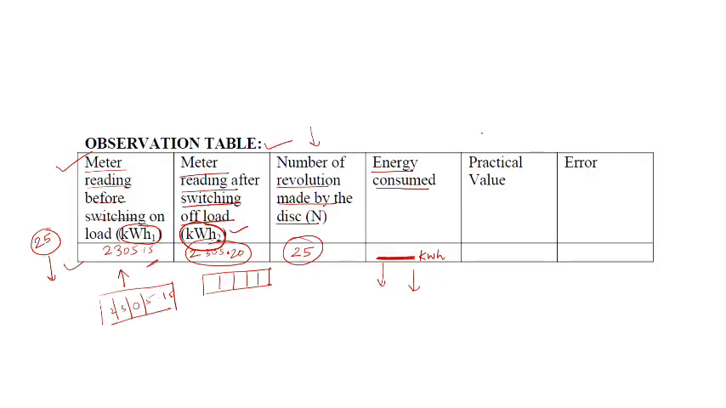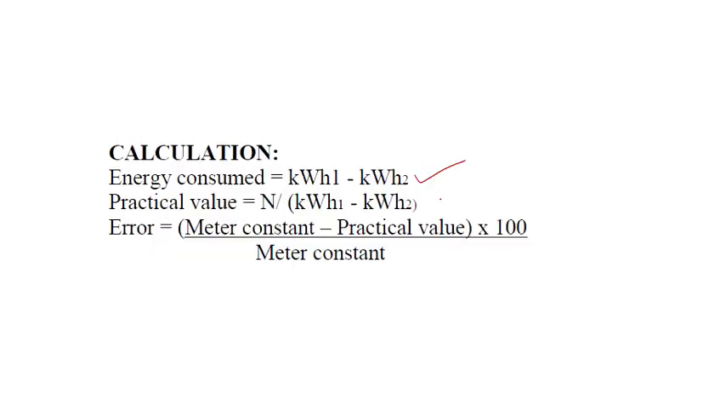Now, next column is what? Next column is your practical value of your energy meter constant, meaning the value obtained after taking the reading, which is given by the formula N divided by energy consumed. And we have calculated the energy consumed in the previous step, so I can write it down somewhat like this: N divided by kWh1 minus kWh2. This is basically the difference between these two quantities. What you are going to do is subtract the smaller quantity from the bigger quantity.